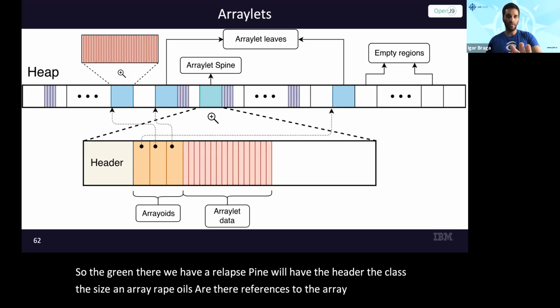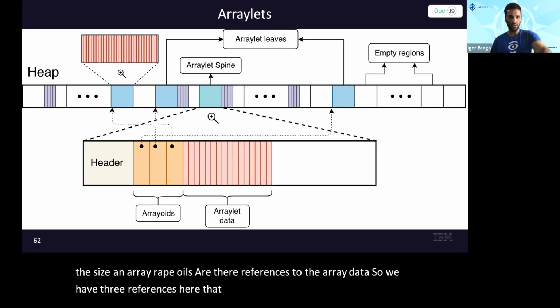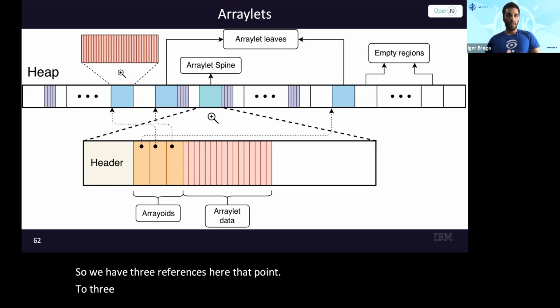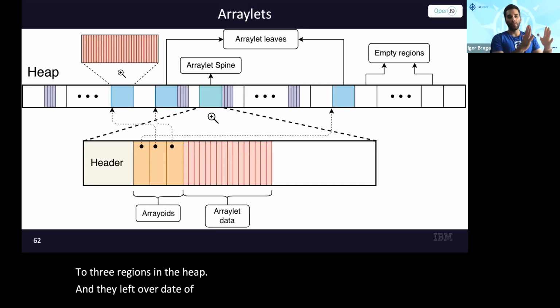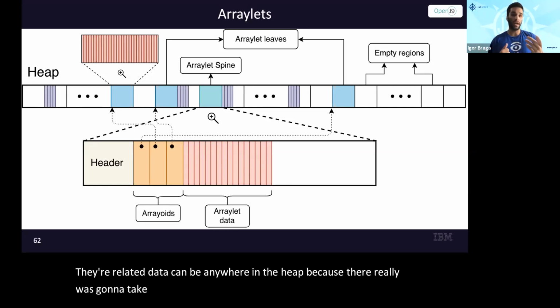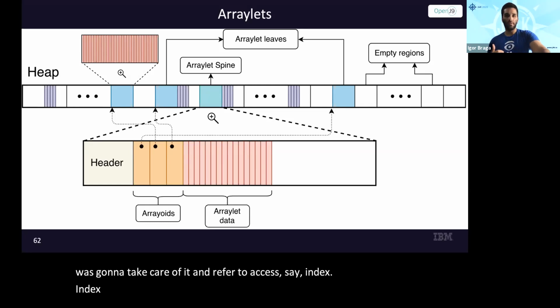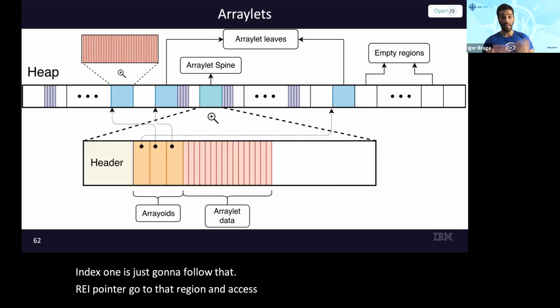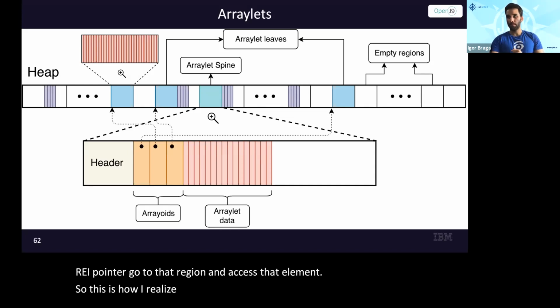So we have three references here that point to three regions in the heap, and the leftover data of the array is put within the header. So the arraylet data can be anywhere in the heap because the array is going to take care of it. And if you want to access, say, index 1, you're just going to follow that array pointer, go to that region, and access that element. So this is how arraylets are stored in the heap.